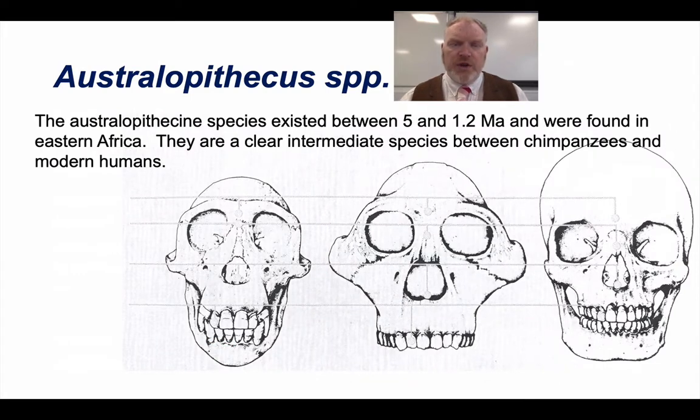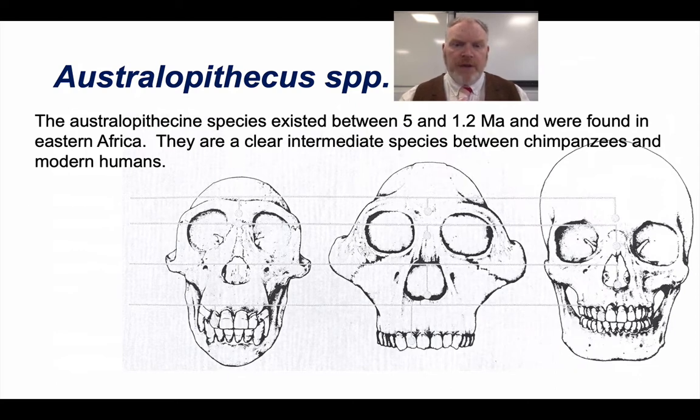When we start thinking about human fossils, we perhaps go back to the various species of Australopithecus. This includes perhaps the most famous human fossil, Lucy. Now, the Australopithecines existed between 5 and 1.2 million years ago in eastern Africa. And we do find a reasonably good fossil record of this group.